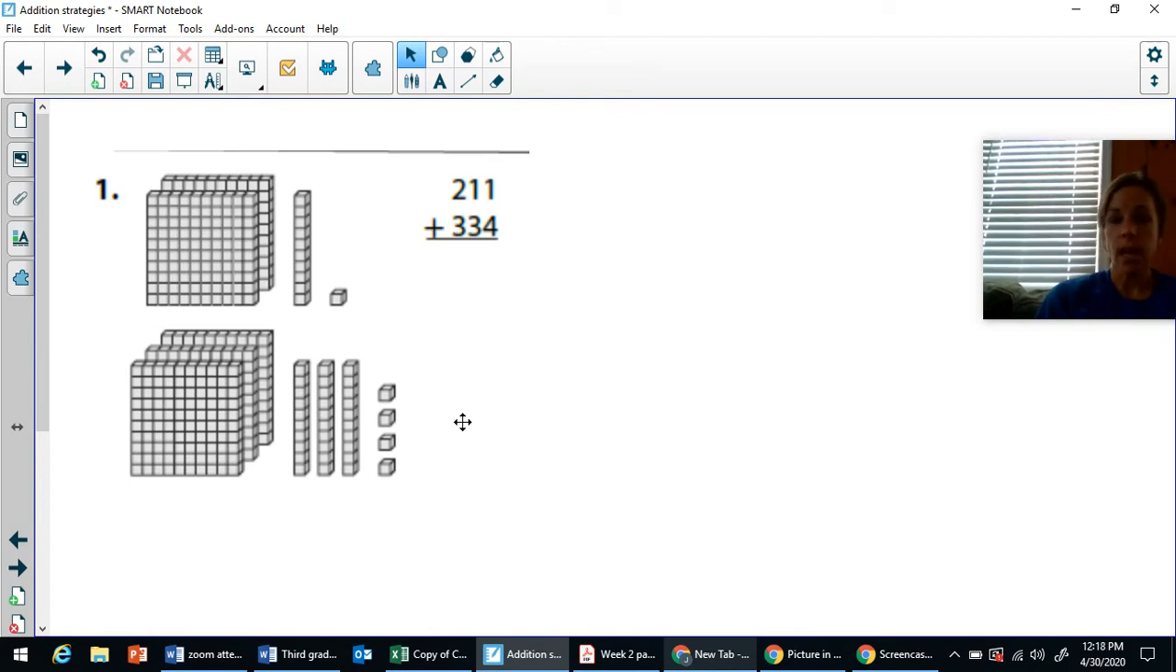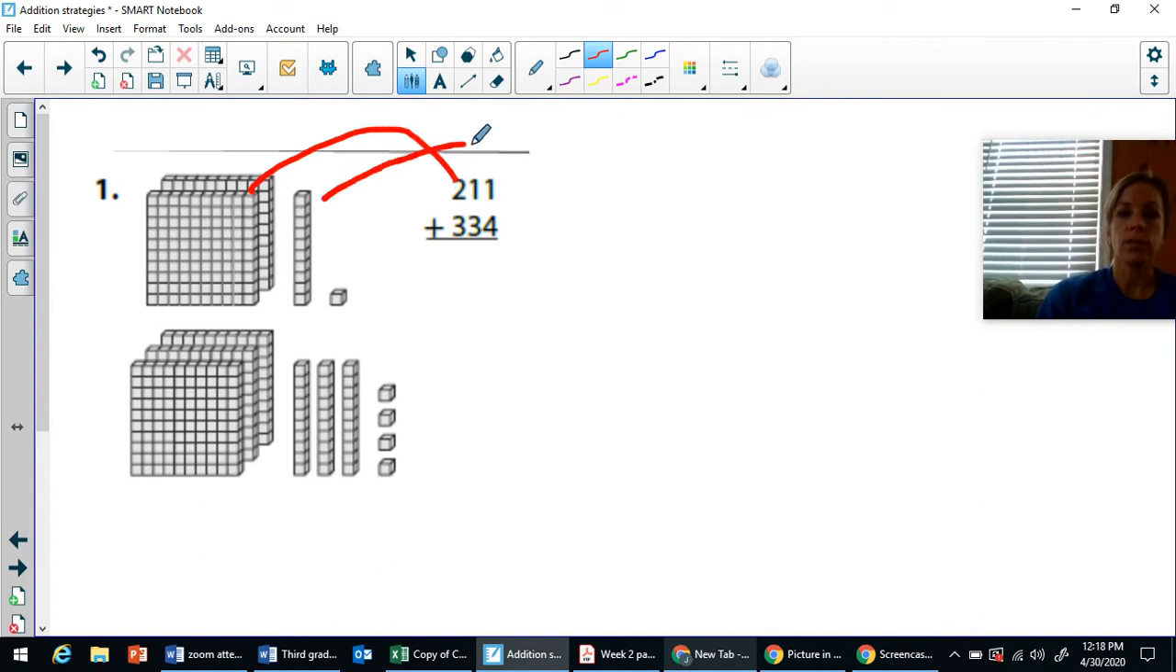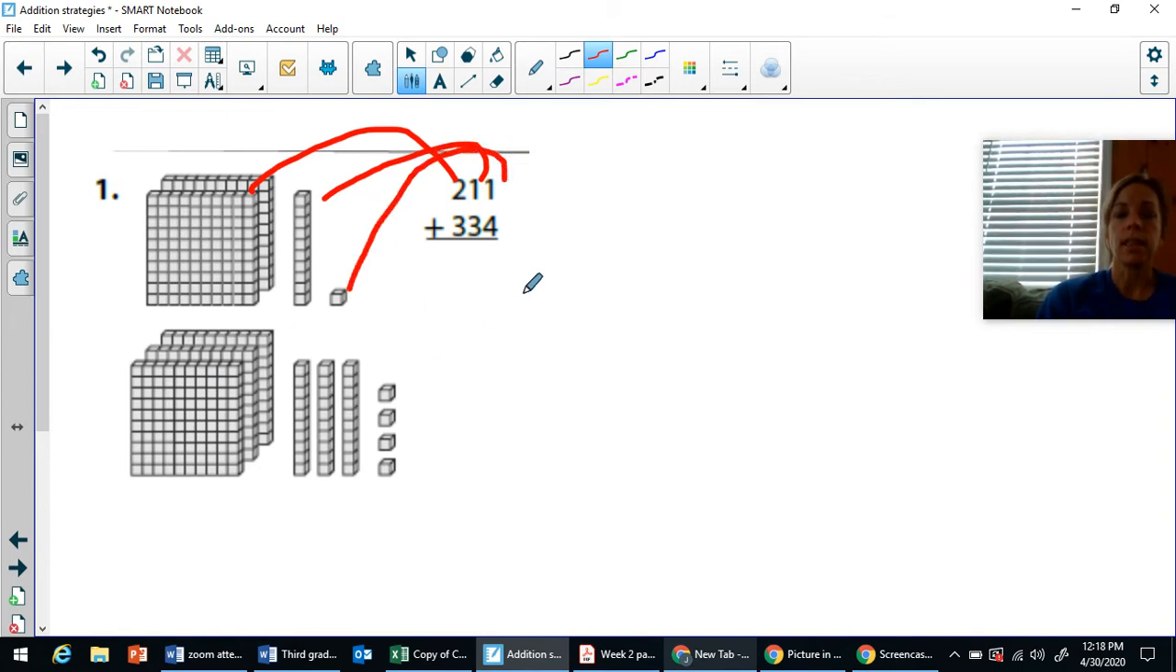Okay, so you should have said the top one. This base 10 model here represents 211 because I have the 2 groups of 100, which stand for 200. I have the 1 group of 10, which stands for 10. I have the 1, 1, which stands for the 1. So I can easily see that that goes with 211. So if you needed to use these to add them up, we can easily do that.